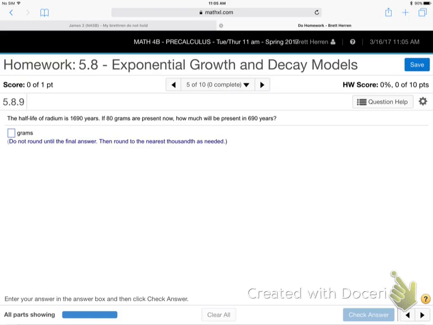All right, let's get into half-life of radium, 1690. Did we do a half-life problem last time? I don't think we did. So we'll dive into it. What's the formula we're using? It's the PERT formula. Just keep using the PERT formula all the way through this section. All right, so there's the PERT.